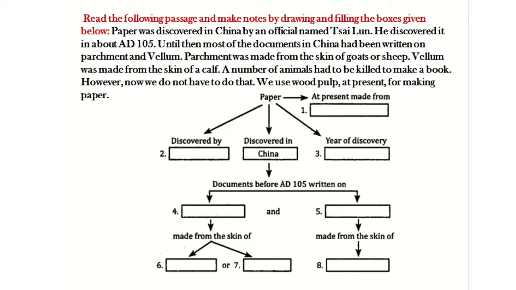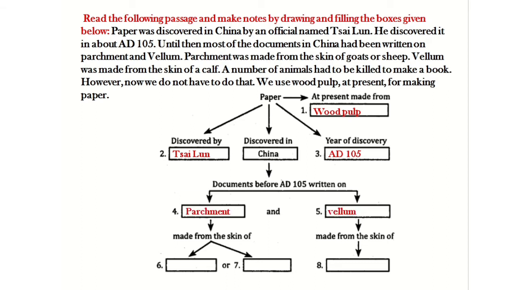Here the origin of paper and how paper was used in the previous days is given. For this, paper at present is made from, the first box, the last line is the answer, the wood pulp. We are using the wood pulp. And the paper was discovered by Sai Lun in China and the year is AD 105. Documents before AD 105 were written on parchment and vellum.